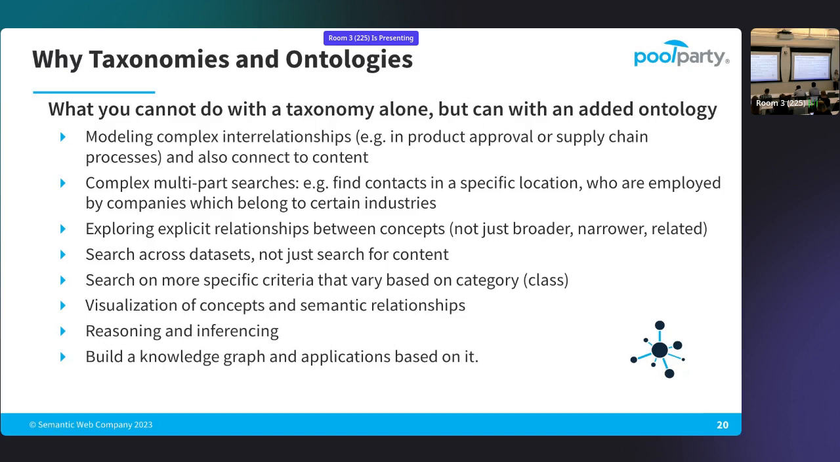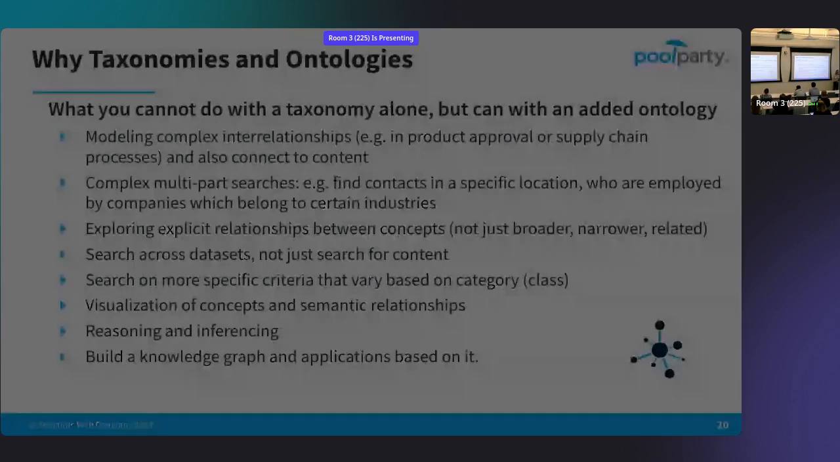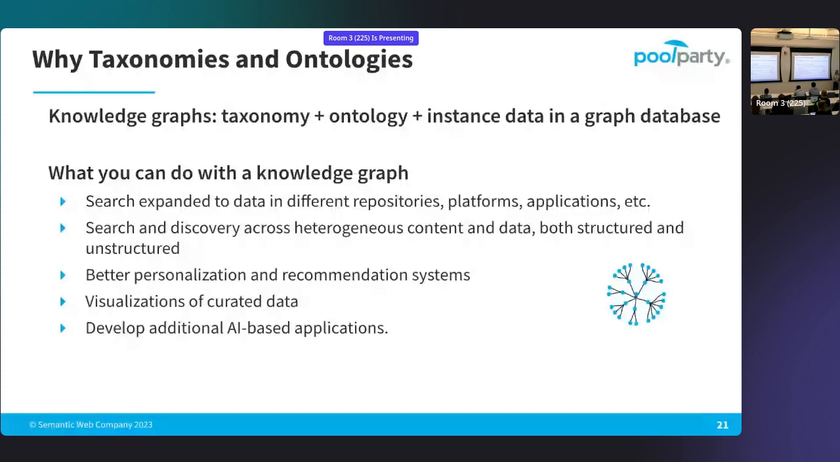At some point, ontologies and knowledge graphs were almost synonymous, but they aren't. I remember a while back, if you looked up knowledge graph on Wikipedia, it sent you to ontologies. Now they know it's not the same thing. So a knowledge graph, as I see it, or as we at Semantic Web Company see it, is taxonomy plus ontology plus instance data, that is stored in a graph database.